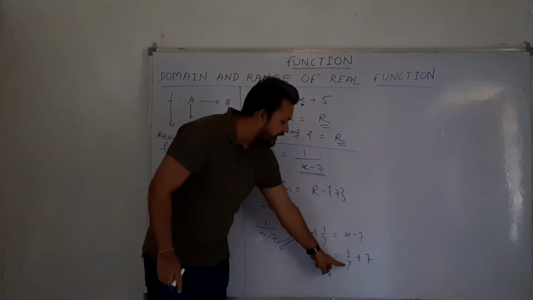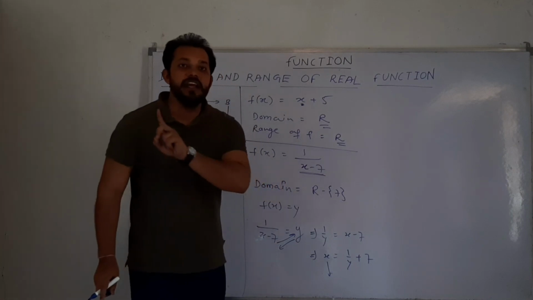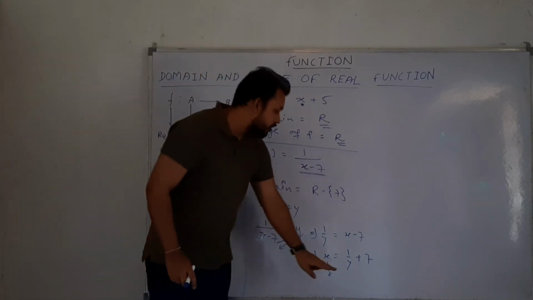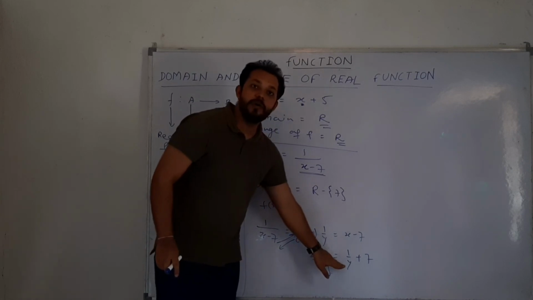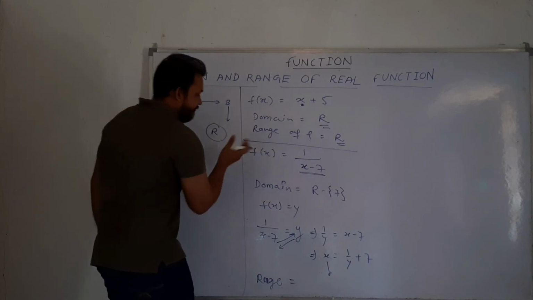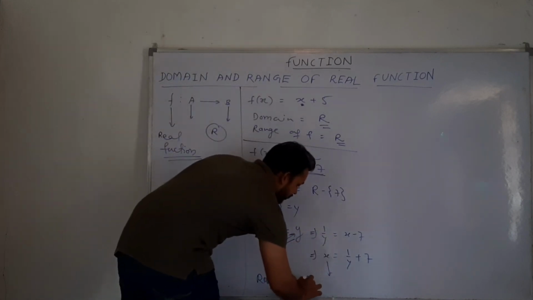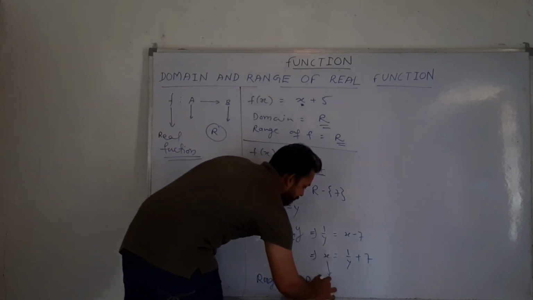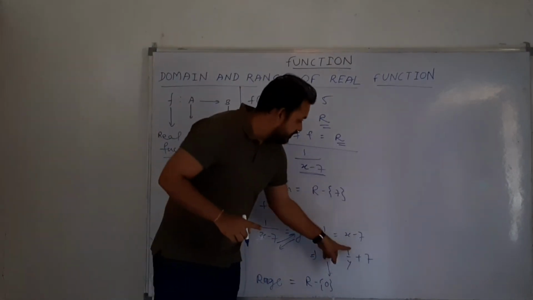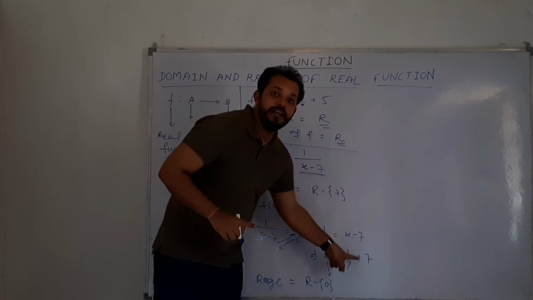So we can say that y can never be 0. Except 0 we can put all the values of y. Hence the range of this function f(x) is the set of all real numbers except 0. Only for 0 this will give a not defined expression.